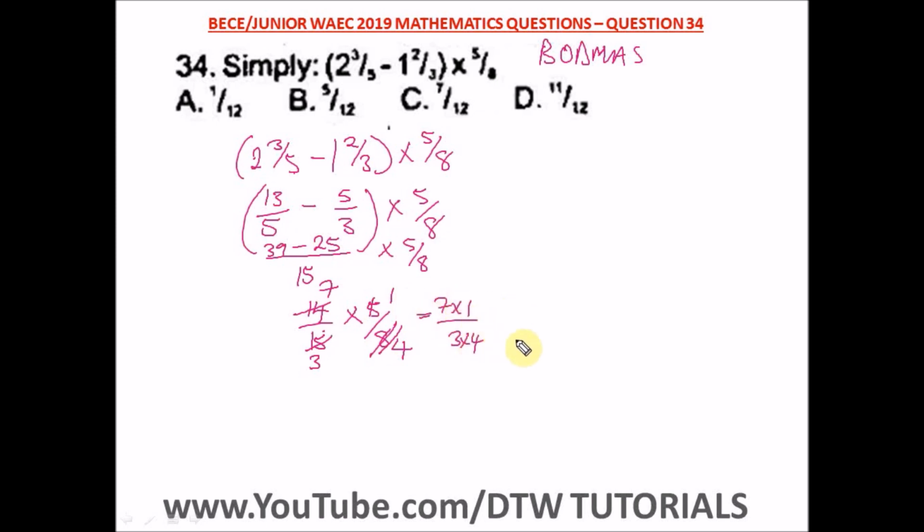There's nothing to cancel for that, so that is 7 times 1 is 7, divided by 3 times 4 is what? 12. So this is a proper fraction, so we don't need to convert back to a mixed fraction. So our answer here is what? 7 over 12, and our right option here is option C.